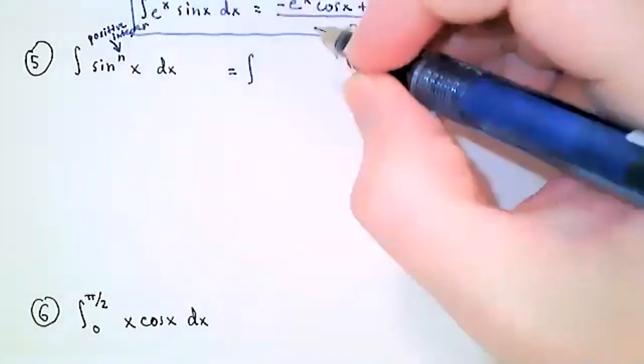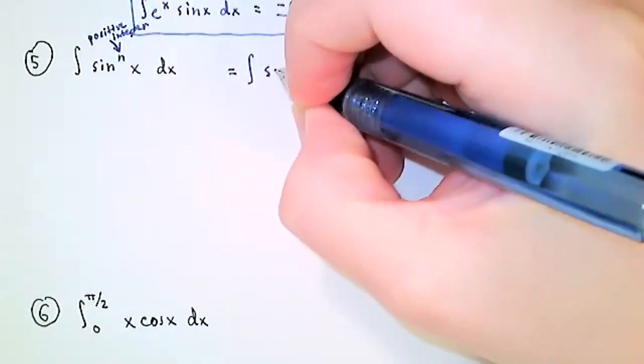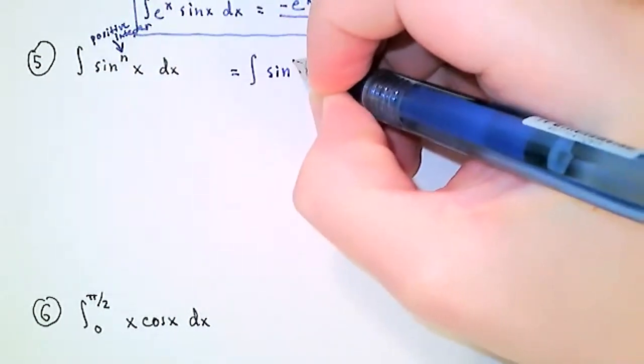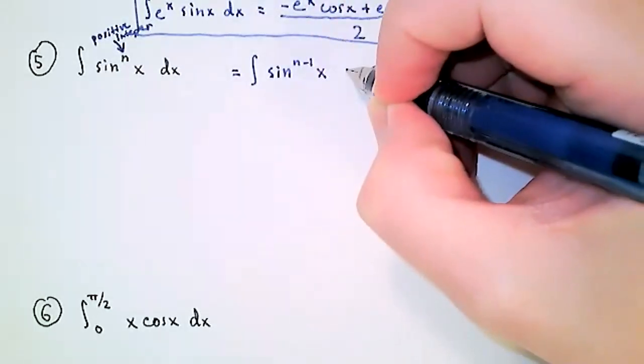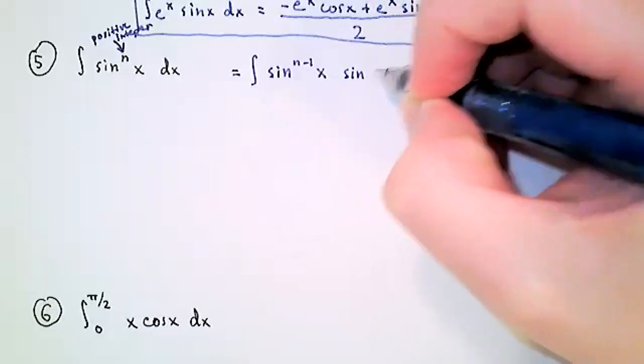Okay, so I'm breaking off one of the sines, and I'm going to leave the rest of them in a group together. So when I do that, it'll look like this.